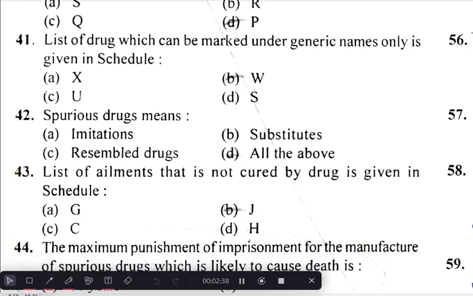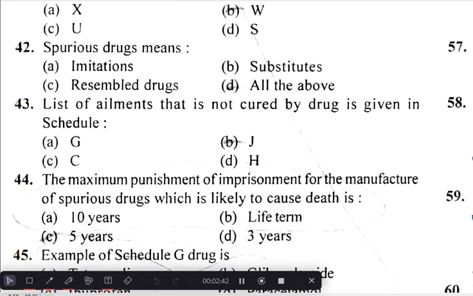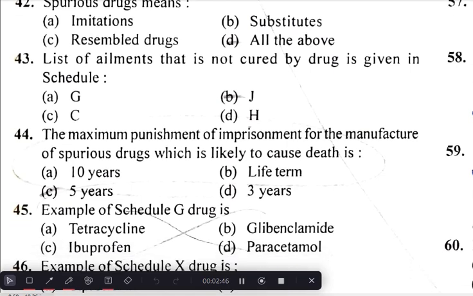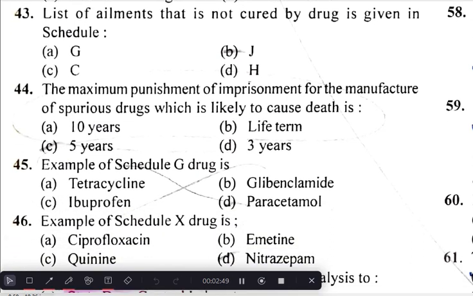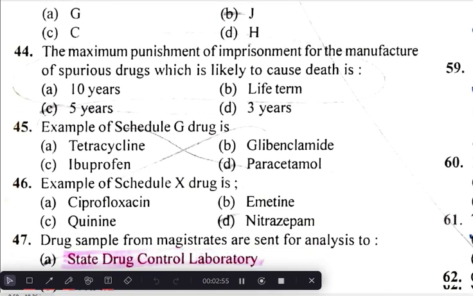Spurious drugs means imitation substitutes that resemble drugs. The list of ailments that are not cured by drugs is given in Schedule J. The maximum punishment of imprisonment for the manufacture of spurious drugs which is likely to cause death is 5 years.